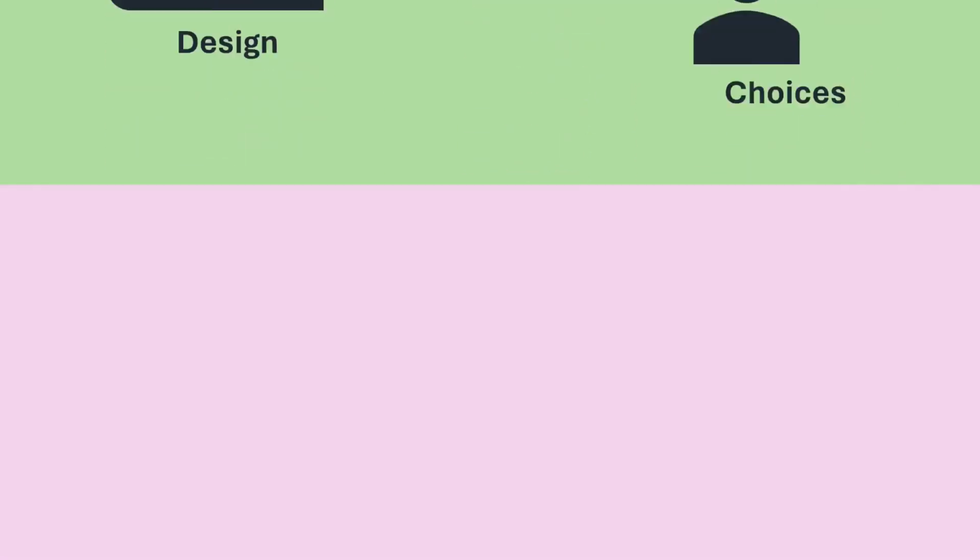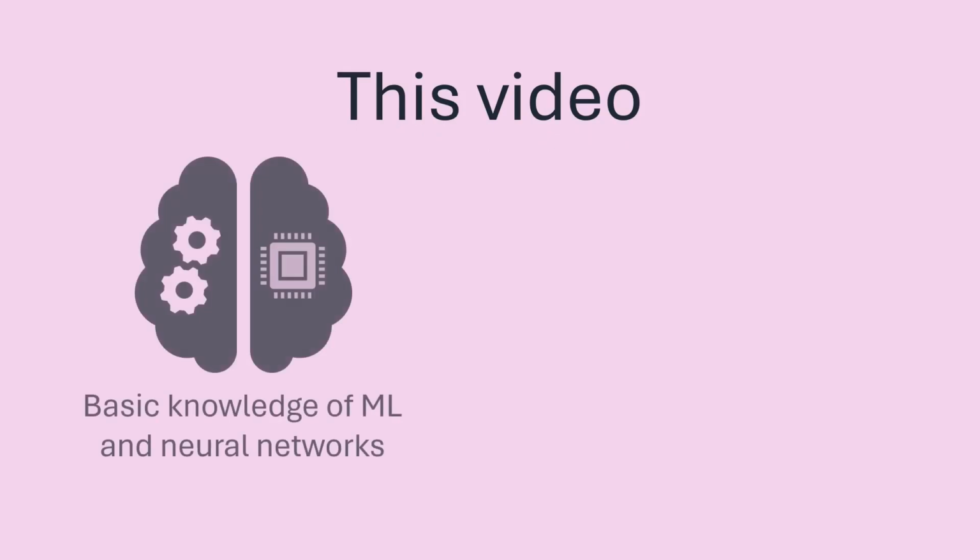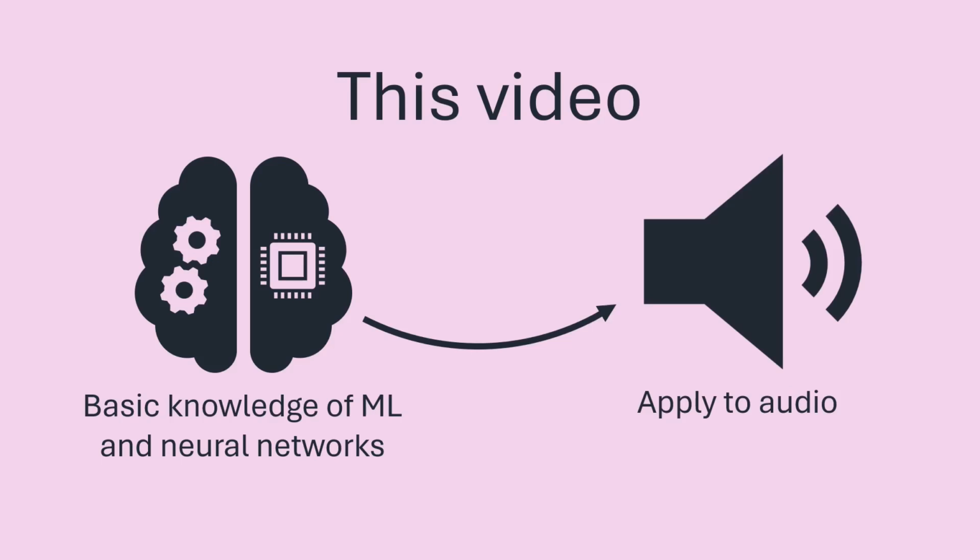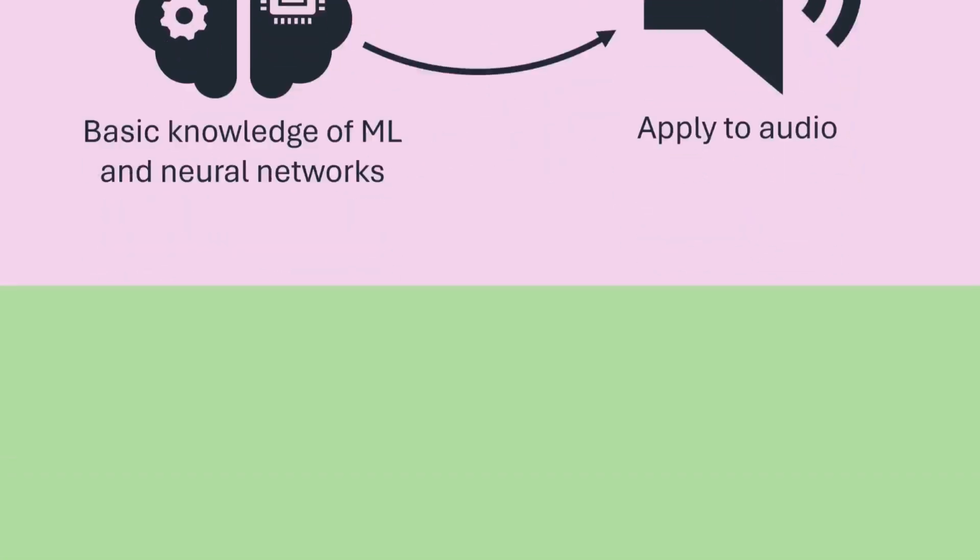Going into this project, I already had a pretty decent background of machine learning in the context of computer vision and natural language processing, but no experience using machine learning with audio. At its core, this video is going to be about how to take basic knowledge about machine learning and neural networks and apply it to audio. After some trial and error, I ended up using a CNN implemented using TensorFlow.